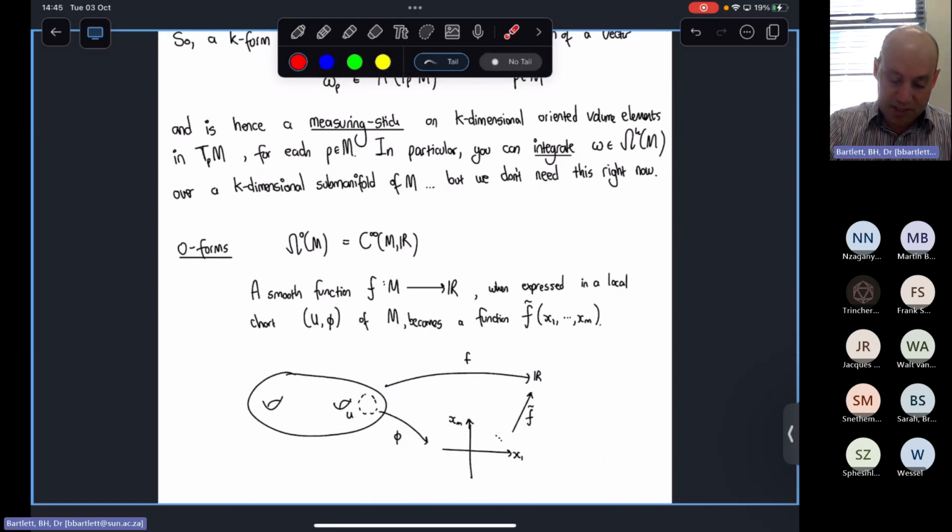So just the picture here is I've got a manifold M. Then I've got a smooth function on it. That's F. And I've got a chart locally in the manifold. And then I define F tilde to be this composite here. First you go back and then you come like this. Okay.